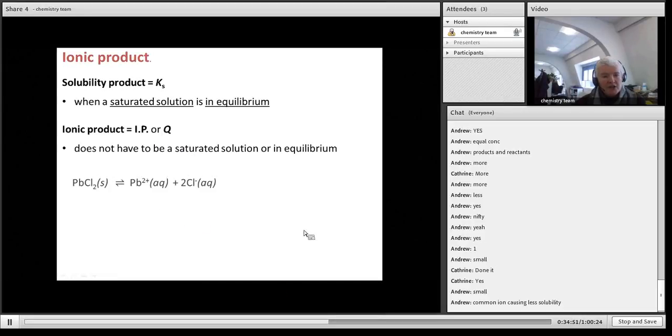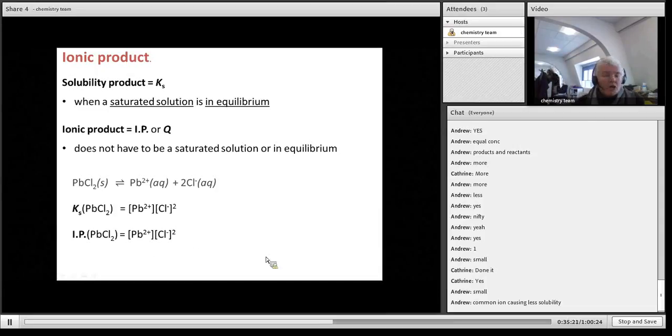There's my equation for it, and if that salt is in equilibrium with its ions, I'd write the expression like this, and that would be the solubility product expression. But my ionic product expression is identical. It's exactly the same, and the only difference is that this one's definitely in equilibrium, this one does not have to be in equilibrium.